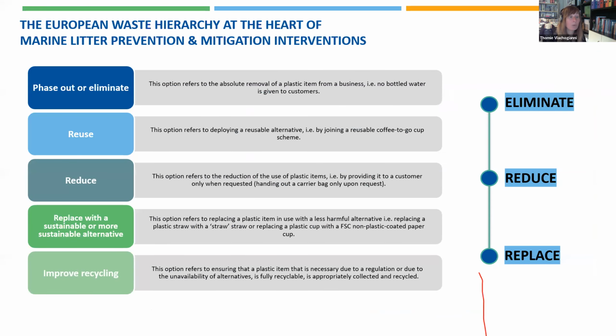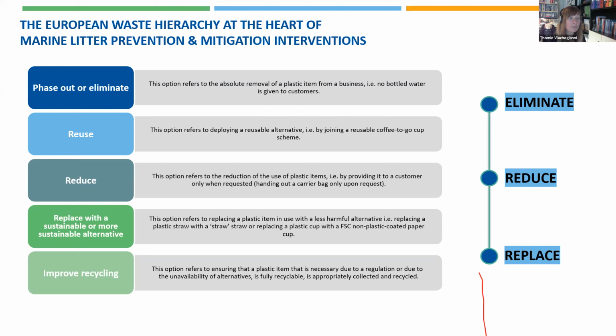So what are the main pillars for addressing the topic of marine litter? For sure, the waste hierarchy is at the heart of marine litter prevention and mitigation interventions. So the most favorable approach is to try to phase out or eliminate the use of certain items, certain types of packaging, for example. Then to try and reuse, use reusable options.